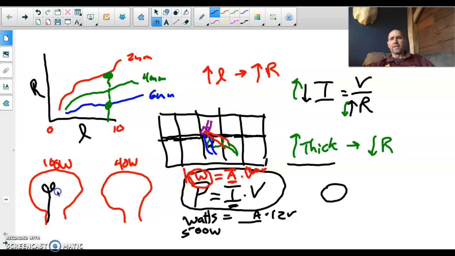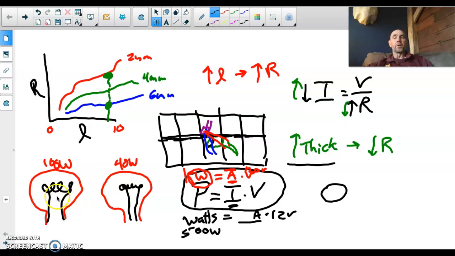The filament that's inside the bulb of a 100-watt bulb is thicker than a 40-watt bulb. Higher thickness, lower resistance. Lower resistance means more current, and more current means a brighter bulb. It's the amount of current flowing through the bulb that's going to determine how much light is given off, how bright that bulb is going to be.